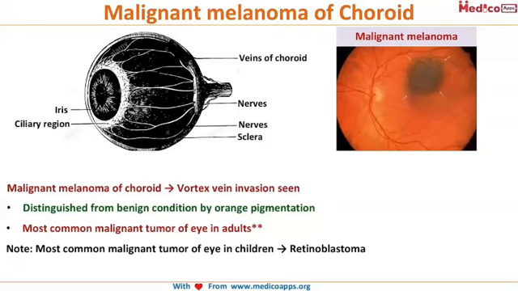Please remember, this is a question. Malignant melanoma of choroid is the most common tumor of the adult. Retinoblastoma is the most common tumor of childhood in the eyes. Now, this malignant melanoma of choroid drains into the vortex veins and invades them. Now, how will you differentiate malignant melanoma on a fundus picture that you're seeing here from its benign counterpart is that it has a typical orange pigmentation. Orange pigmentation to it, which helps us know that it is the malignant type of the choroidal tumor.